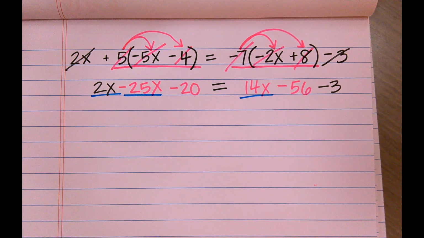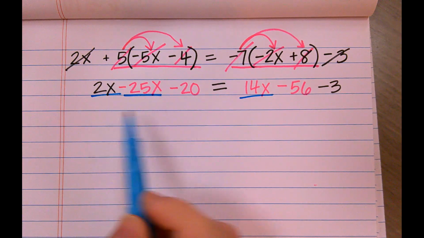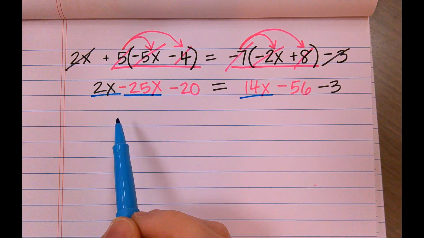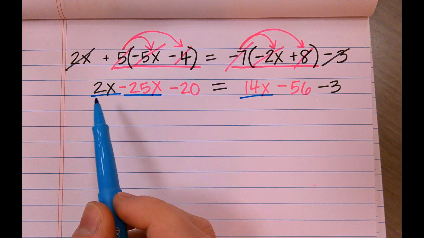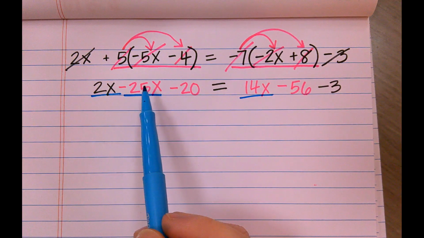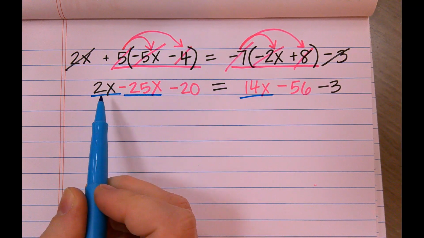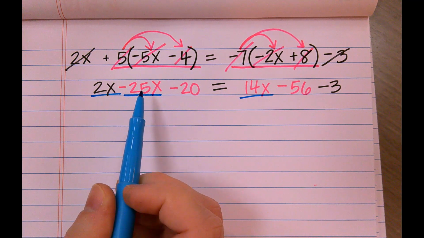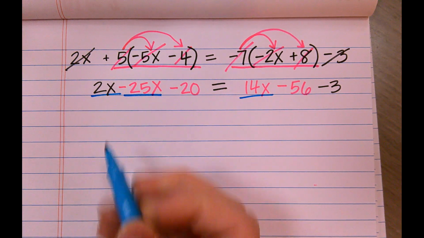What do we want to do first? Work from left to right. We can go left to right, absolutely. So what do I do whenever they're on the same side? You add them. So remember, same side, we combine by just adding them. So 2x plus negative 25x.